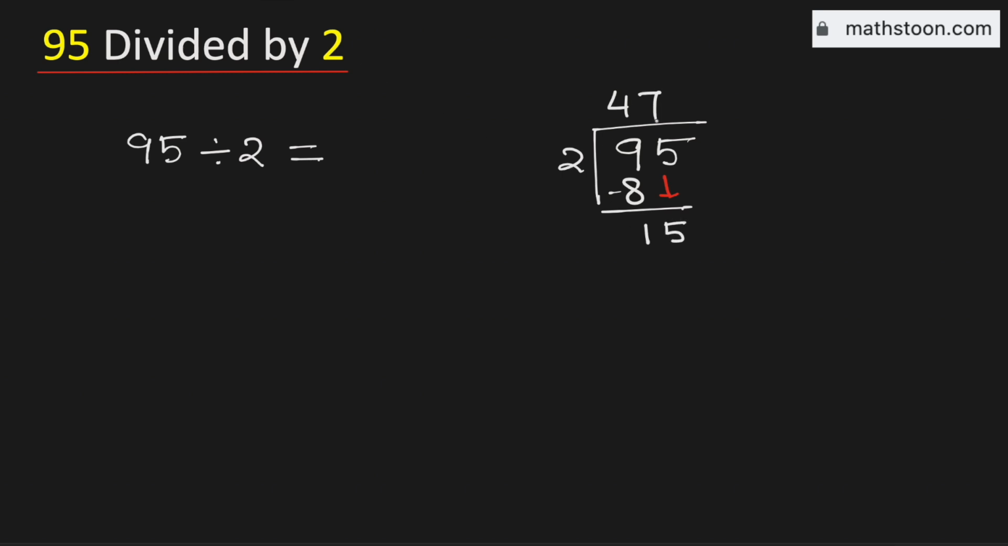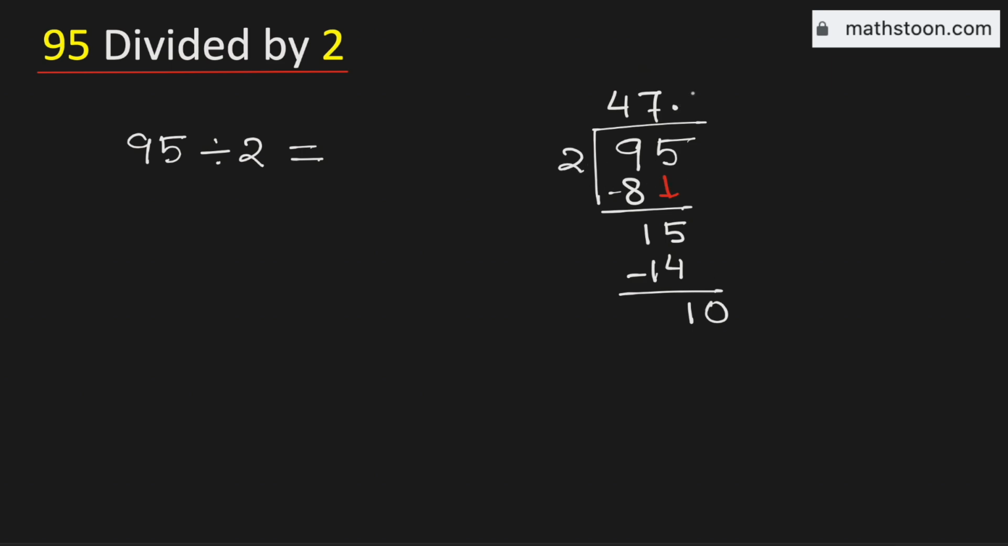Now 2 times 7 is 14. Subtract, we get 1. Now see that 1 is less than 2 and there is no number to bring down here. That is why we will borrow 1 0, and for that we need to put a decimal here.